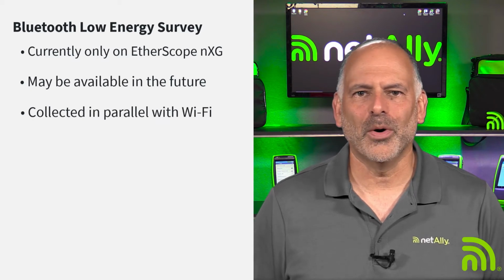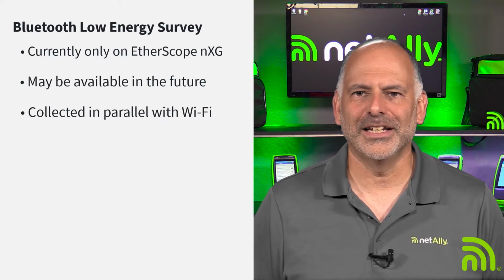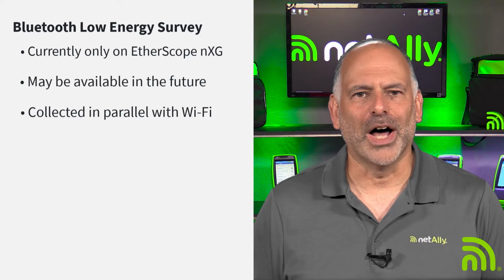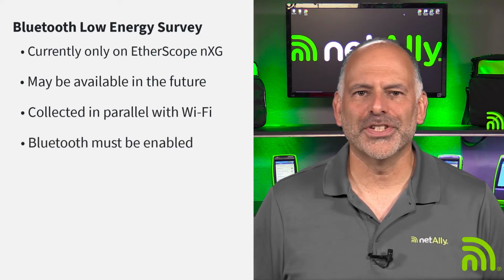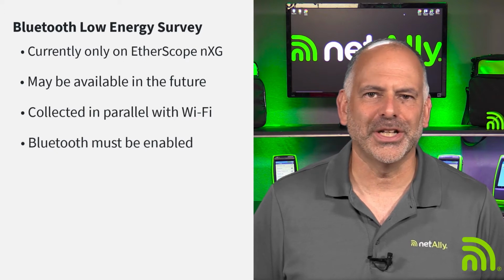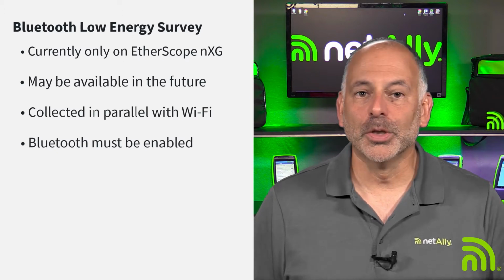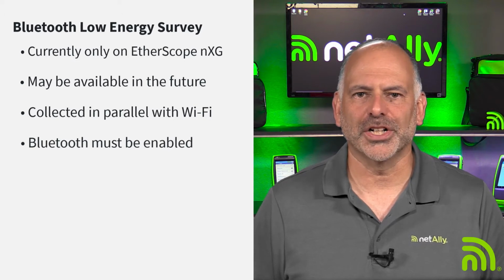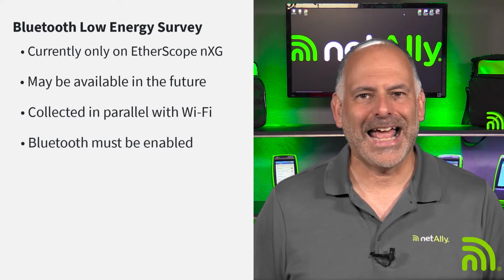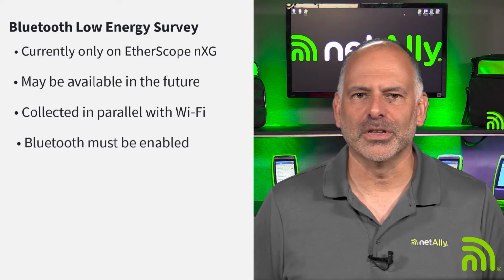The Bluetooth Low Energy Survey data is collected in parallel to both Wi-Fi passive and active surveys, if Bluetooth is enabled on the Etherscope NXG at the time of the survey. Bluetooth site survey data is included as part of the AirMapper project upload or an AMP file saved locally.